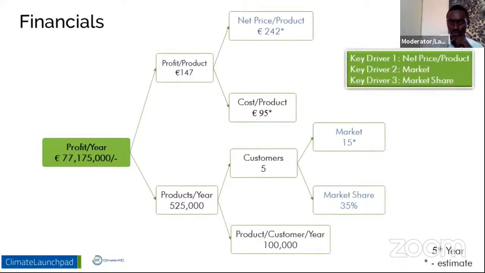The year 5 estimates of the startup show that an effective price point of 242 euros per 3 kilowatt system, which is produced at a cost of 95 euros, will yield us a profit of 147 euros per unit. And with just 35% of the beachhead market, we'll be able to generate a profit of 77 million euros annually.